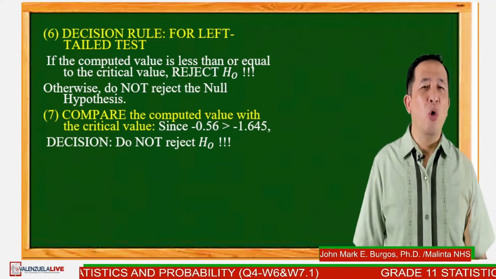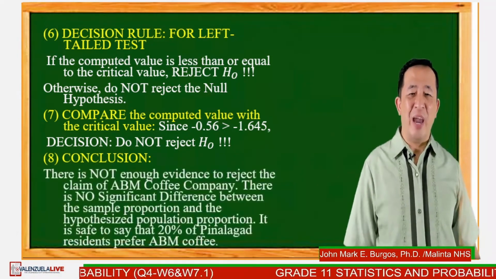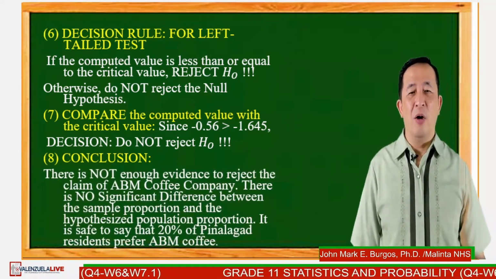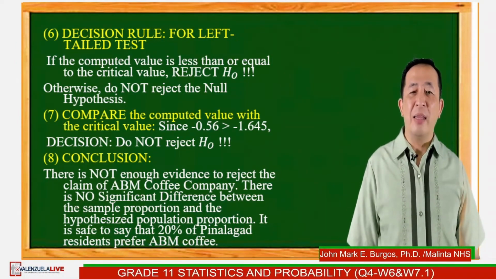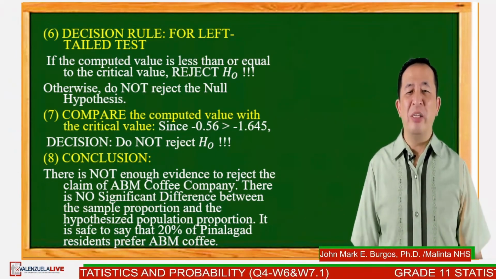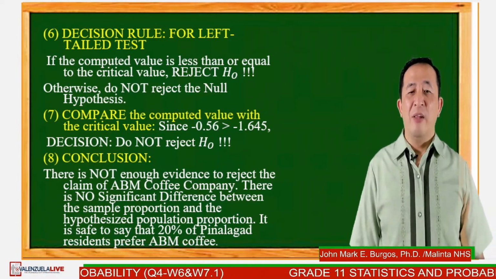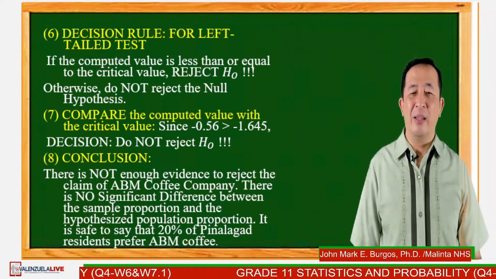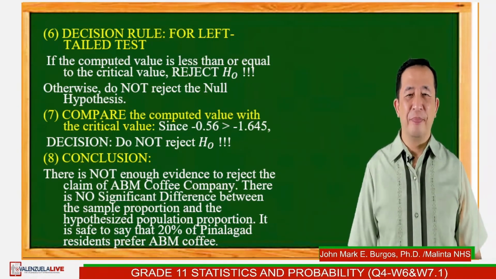So, what will be the conclusion? There is not enough evidence to reject the claim of the ABOB company. There is no significant difference between the sample proportion and the hypothesized population proportion. It is safe to say that 20% of the Pinalagan residents prefer ABOB.